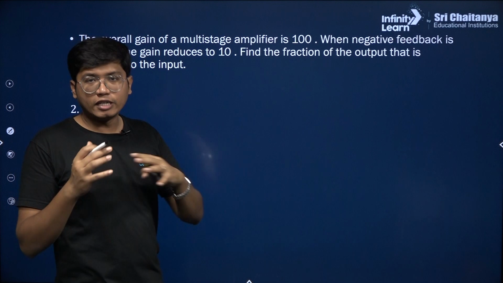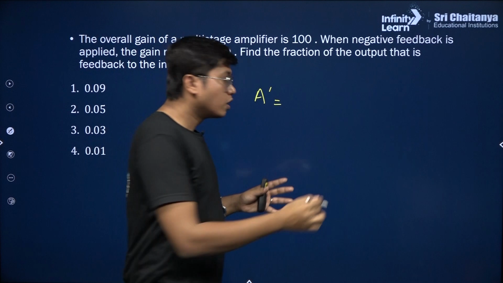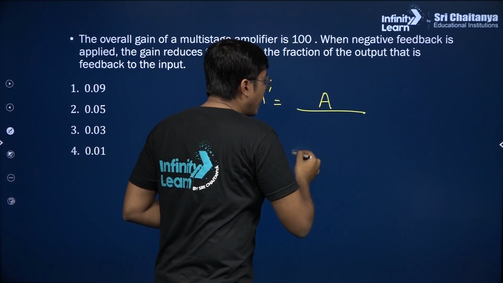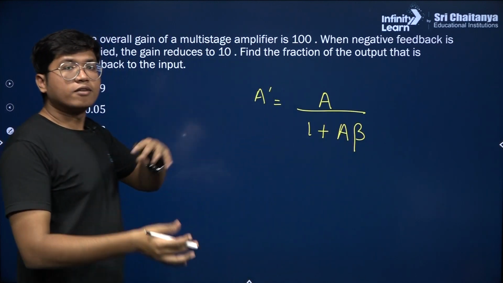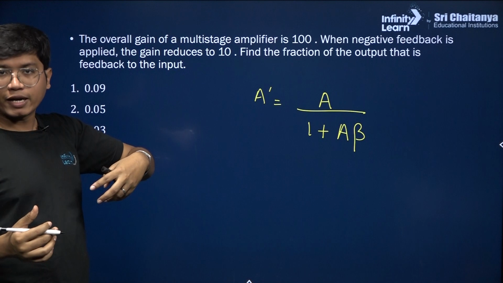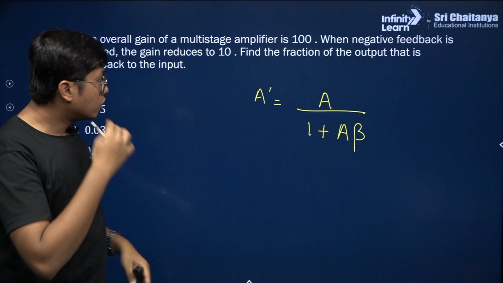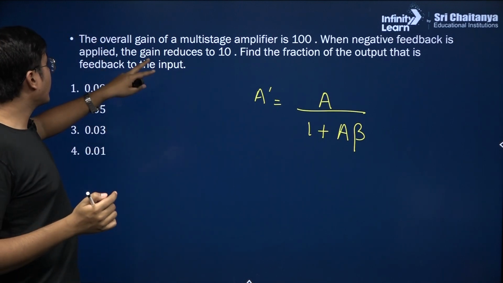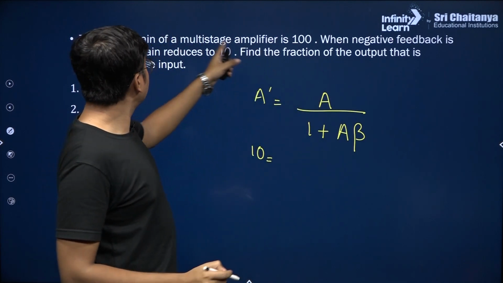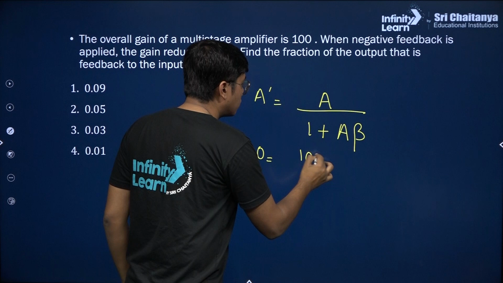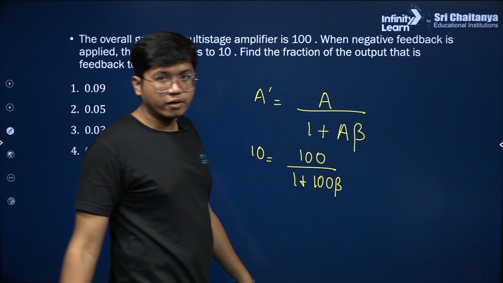We know that the new gain, the reduced gain, is given by A dash is equal to the original gain that should have been there, A divided by 1 plus A beta. Beta is the feedback, that is the percentage that is fed back into it. Okay, and you can see because this denominator is here, it's going to be a reduced value. So A dash, which is the new gain, is given as 10. A is the original gain, is given as 100. 1 plus 100 into beta, right?